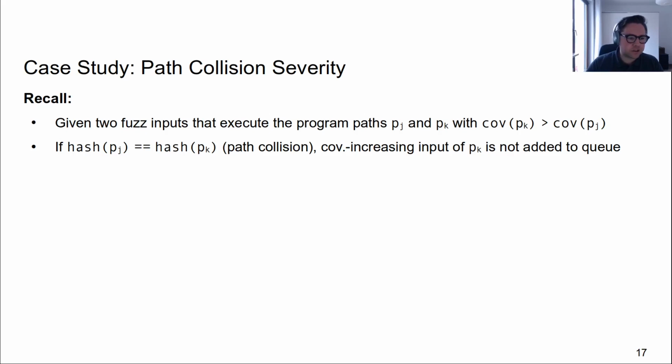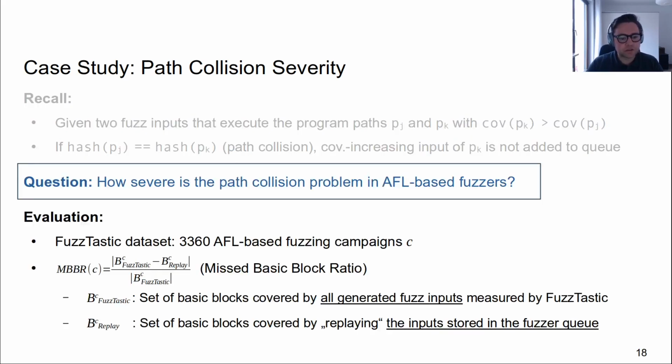So the main question of our case study was, how severe is the path collision problem in AFL-based fuzzers? To answer that question, we can use the FuzzTastic dataset that I just mentioned on the previous slide. In the dataset, we have 7 AFL-based fuzzers, and in total, with the 12 different benchmark programs and the 2 different seeds, we have over 3,000 fuzzing campaigns that we can analyze and check how severe the path collision problem really is.